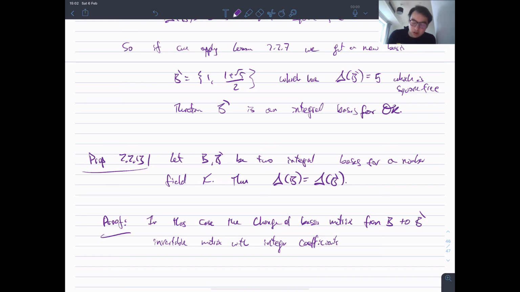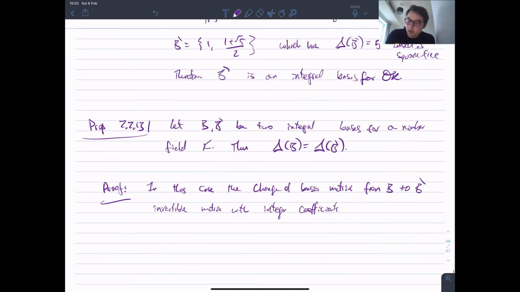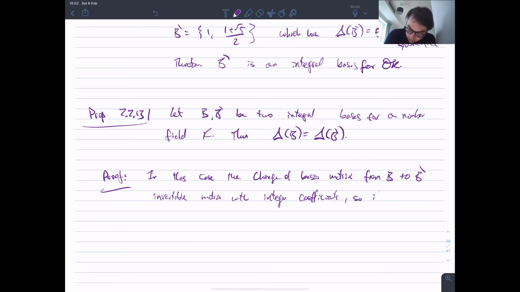Maybe I should explain this. The change of basis matrix, the entries of it are going to depend on what you're changing basis from. Because we're changing between two integral bases, the change of basis matrix is also going to have just integers in it. But because the change of basis matrices are always invertible, we have a matrix with integer entries which is invertible. And if you think about this a little bit, this means that the determinant has to be plus or minus 1. This is some fact from linear algebra. So its determinant is plus or minus 1.